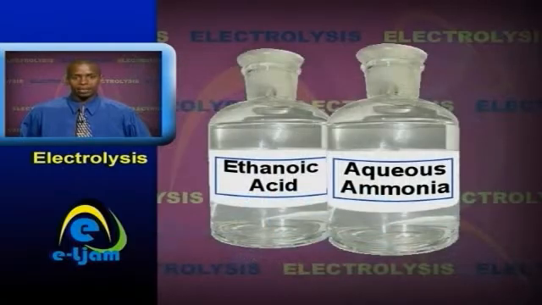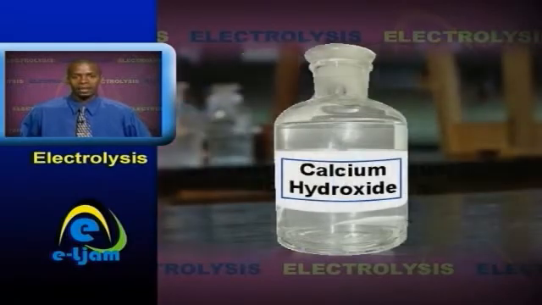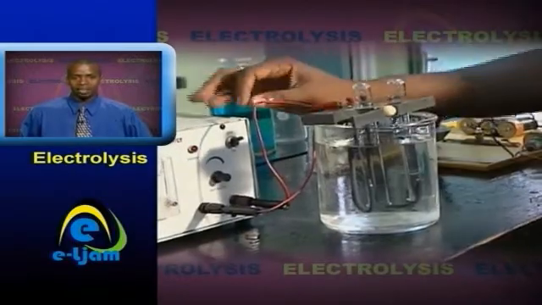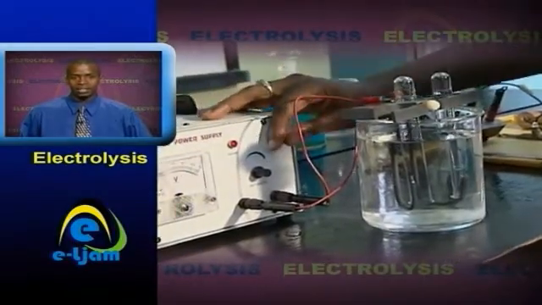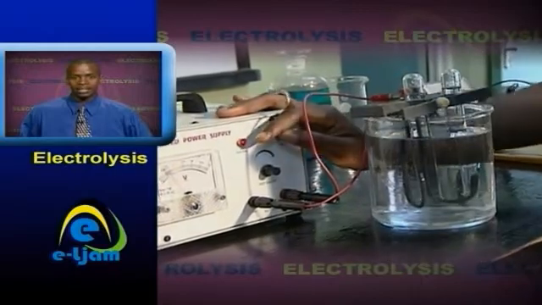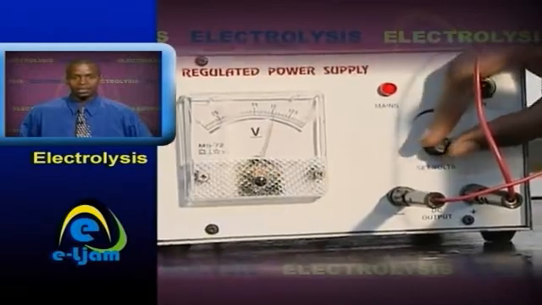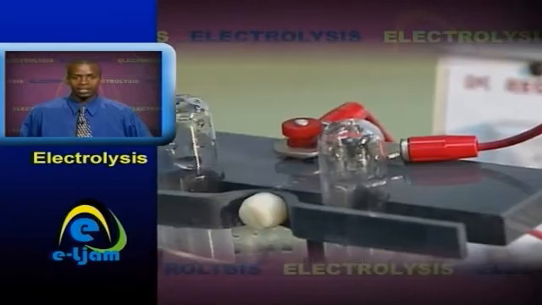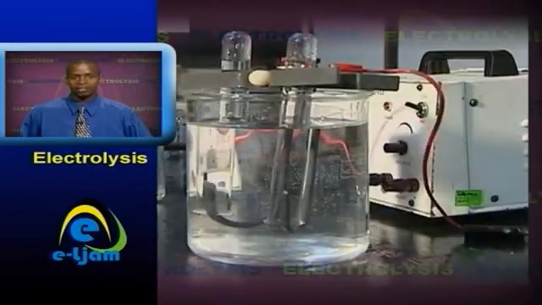Weak electrolytes are partially ionized in solution, that is, few ions are present, and these include weak acids and weak alkalis like ethanoic acid and aqueous ammonia. Sparingly soluble ionic compounds such as calcium hydroxide are also considered weak electrolytes. The apparatus involved in electrolysis is called an electrolytic cell. It contains a battery or power pack, a switch, conducting wires, two electrodes, and a container for the electrolyte.